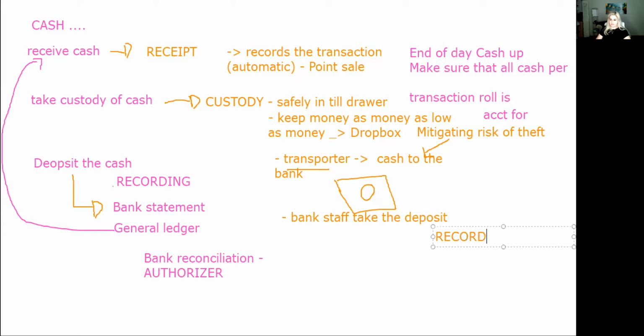And then the authorizer is the guy, or the girl, who comes along and reconciles the amounts per the bank statement against the general ledger to make sure that everything is accounted for. All right, folks, so that would be a control for cash. All right, so now we've done two pieces of the operating cycle.